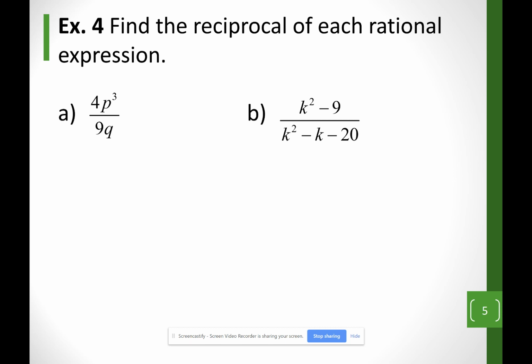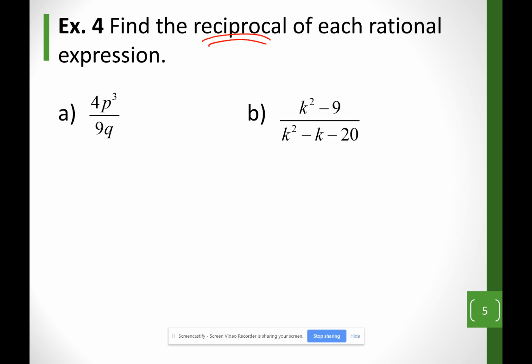Let's take a look at this other example. 4p to the third, I'm going to do 4p times p times p. Well, the bottom is 9 times q. There's nothing I can factor, so I want to see if I can cancel anything. There's nothing I can cancel, but for this case, we're going to be asking for the reciprocal.